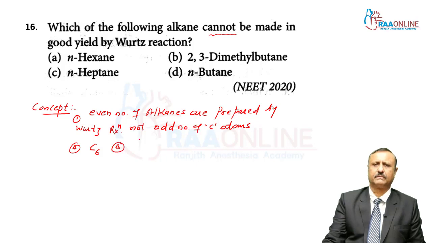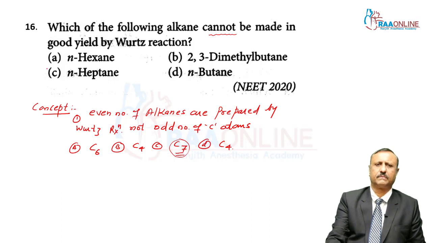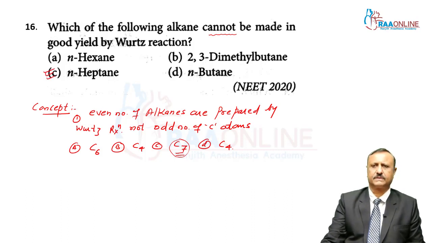Here, option B, 2,3-dimethyl butane, means total carbon atoms is 4, and here in C you can see heptane with 7 carbon atoms, and in D the carbon atom count is 4. So, my dear students, here you obtain carbon atom 7, which is an odd number, so you cannot prepare odd number alkanes. This is the concept. So the answer to question number 16 is C.